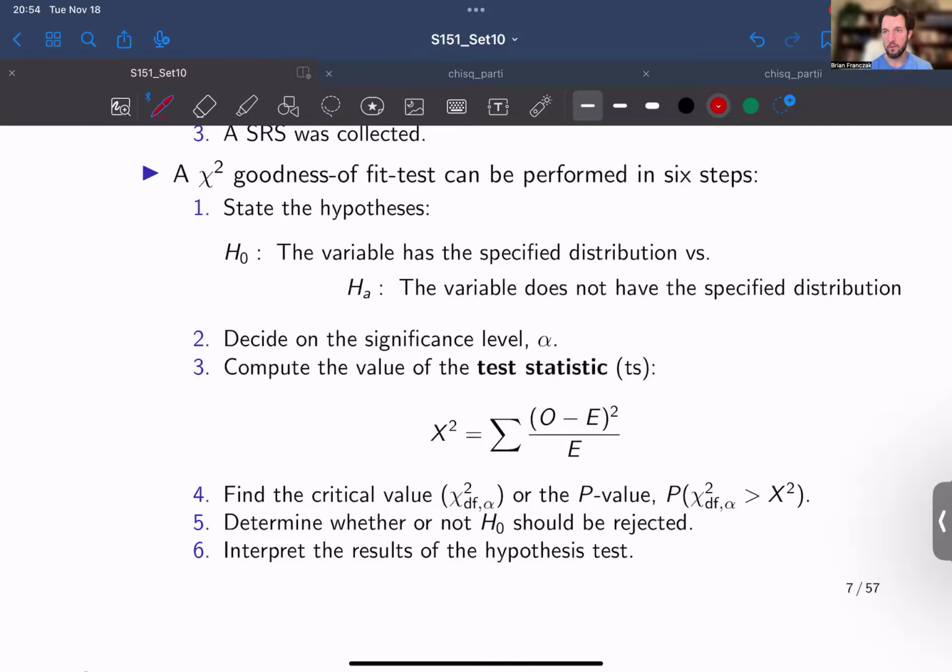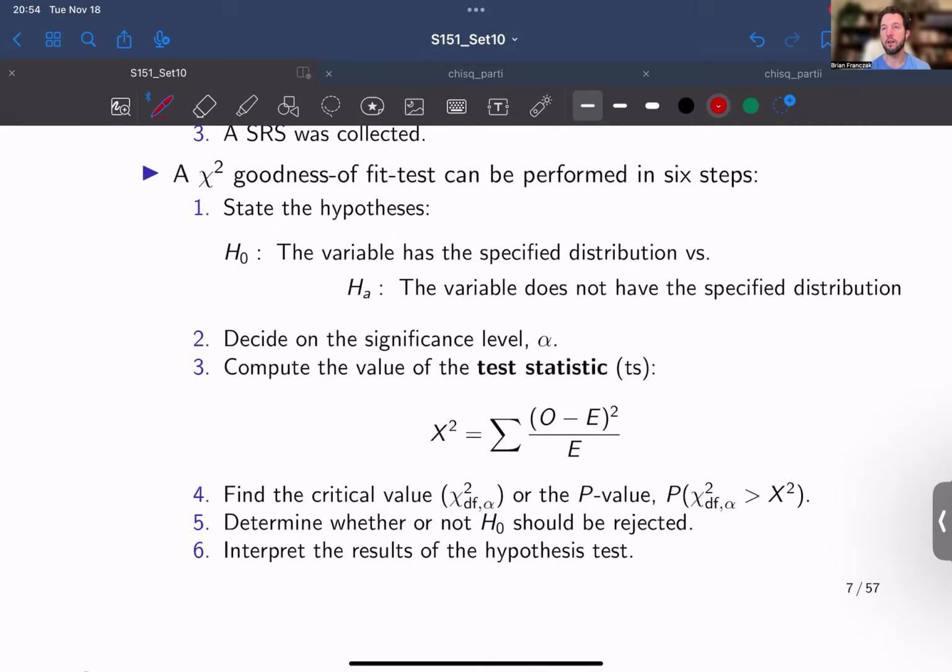On the second step, significance level. On the third step, we compute our test statistic. The test statistic here is the sum of what we call the observed, capital O, minus the expected, capital E, squared, divided by expected. I'll show you an example of how this works in a bit, but this is an addition of that fraction however many times, or for however many outcomes we have in the experiment.